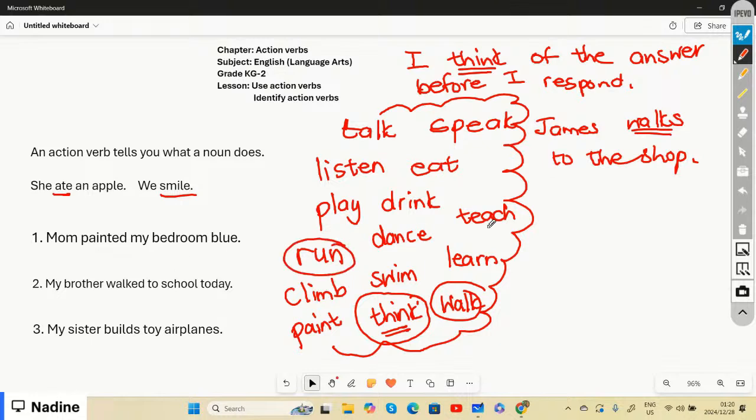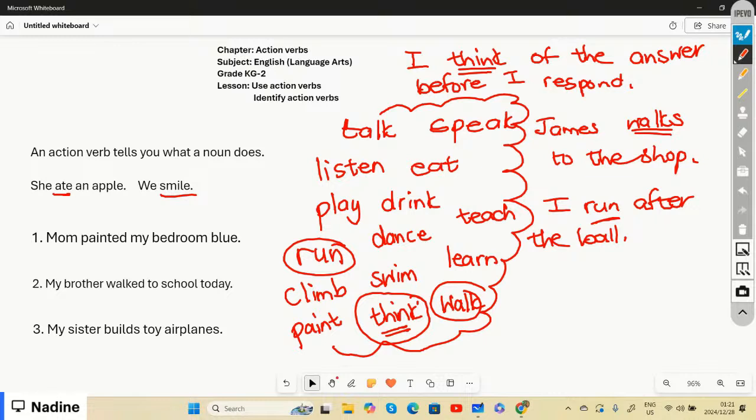Let's use the word run. I ran after the ball, right? Well done. So run is the verb or the action that basically tells us what we are doing. I ran after the ball. It tells us what the noun is doing.